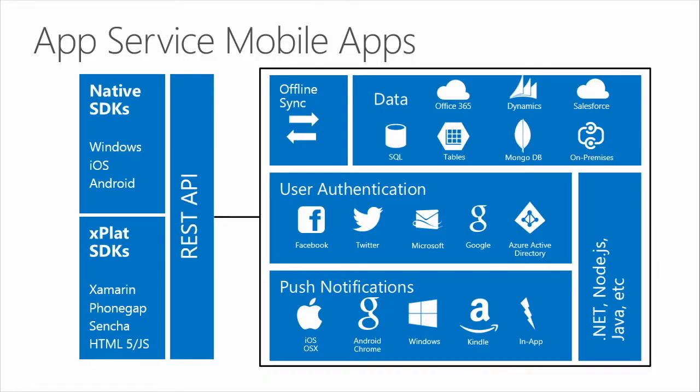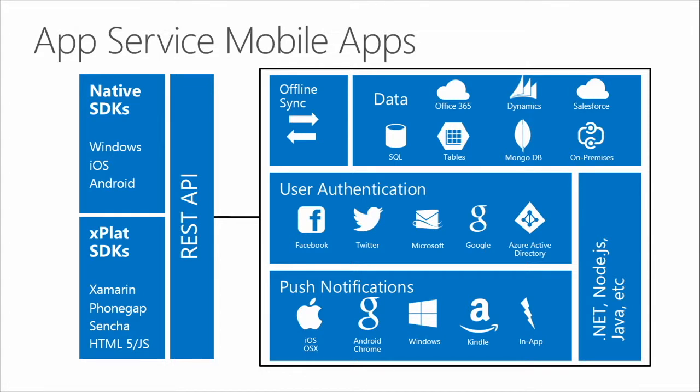App Service mobile features, we call them App Service mobile apps, is a set of functionality available for your enterprise apps, consumer or line of business. Whether you target iOS, Windows, or Android, whether you build native apps using Objective-C or Java, or use cross-platform frameworks like Xamarin, Cordova, Titanium, Sencha, or maybe you're just building mobile web sites, App Service mobile features help you and make your life easier.